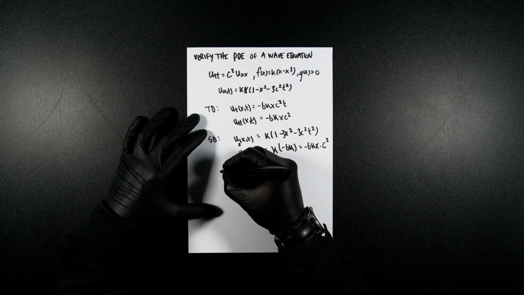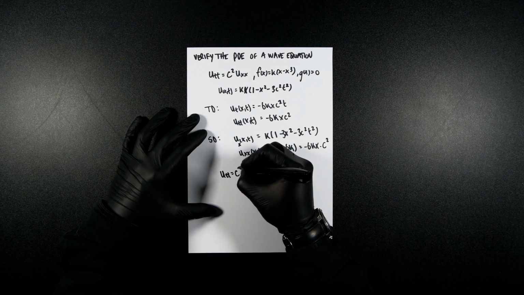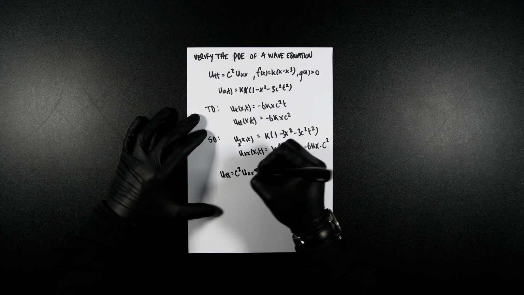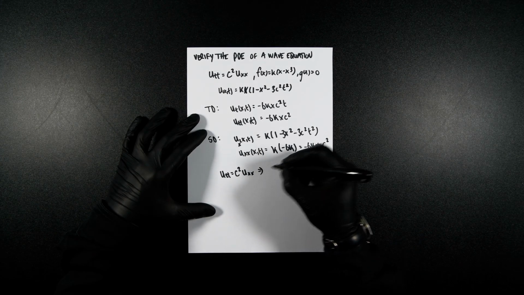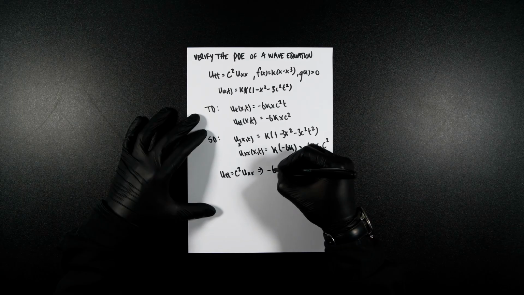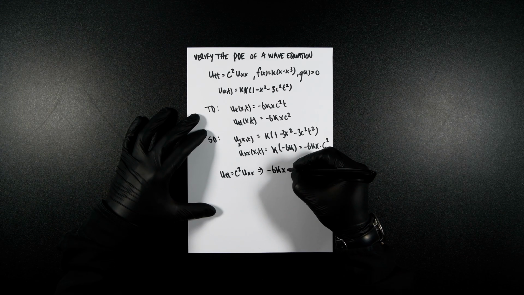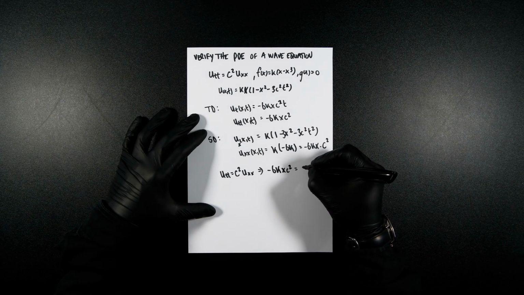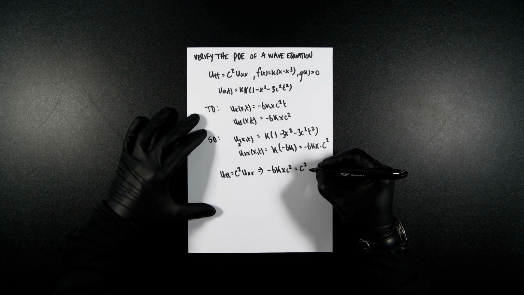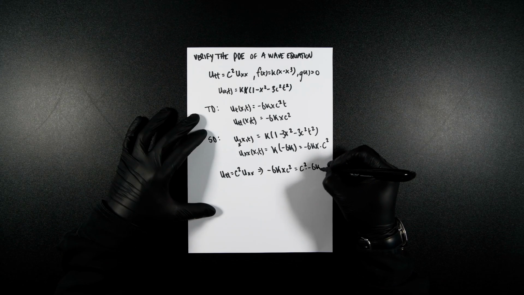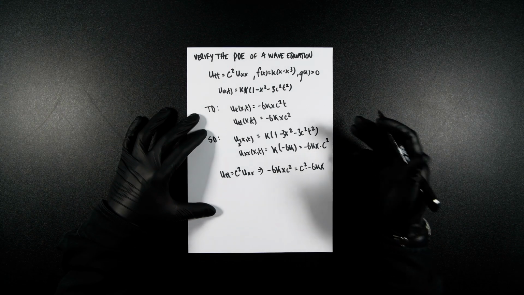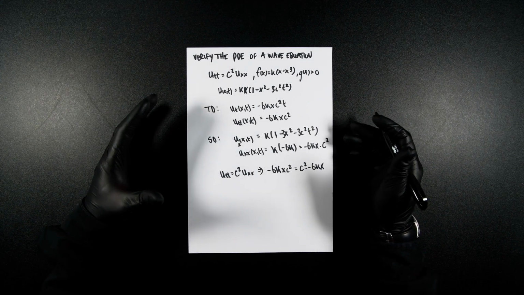And so that means if we take u_tt equals c squared u_xx, it's going to be this, minus 6kxc squared equals c squared times minus 6kx. So both sides are equal, therefore you have verified it.